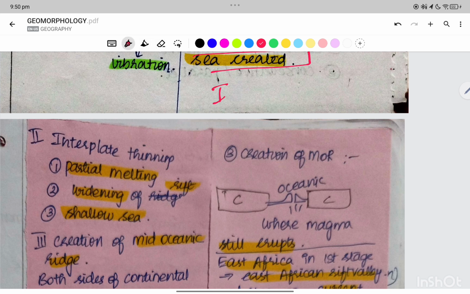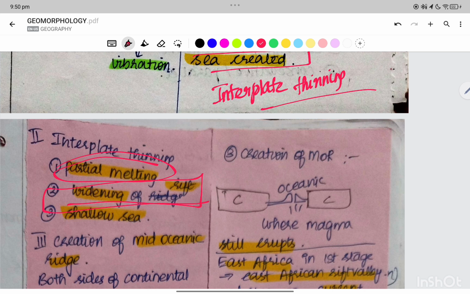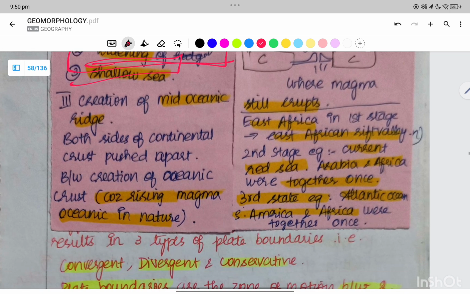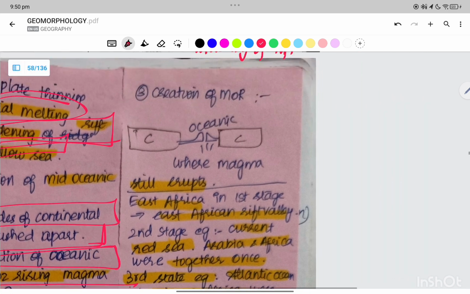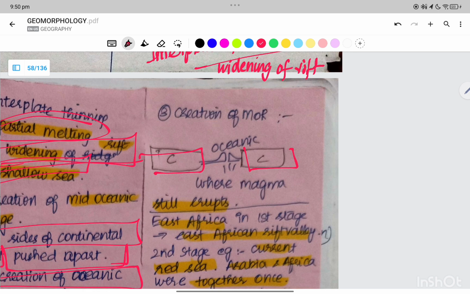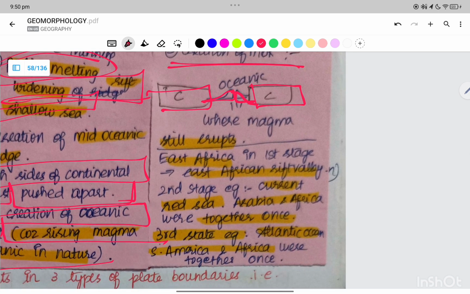In continent divergence, the plate is going to thin. Interplate thinning. So the plate is going to reduce its size. It leads to the partial melting and widening of the rift. Partially it is going to melt, and widening of the rift, shallow sea. When both the sides of the continental crust are pushed apart, oceanic crust is created in between, causing rising magma. That is what we call the creation of the mid-oceanic ridge.